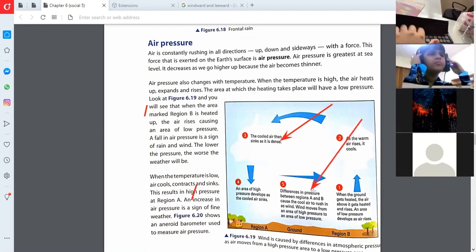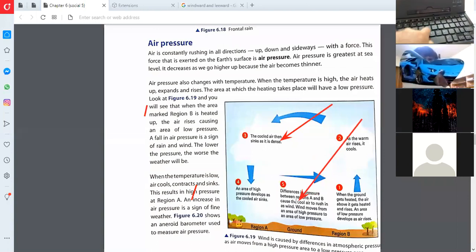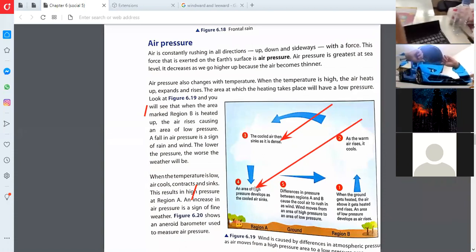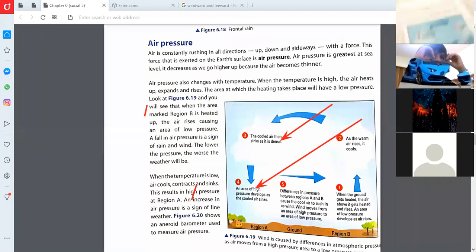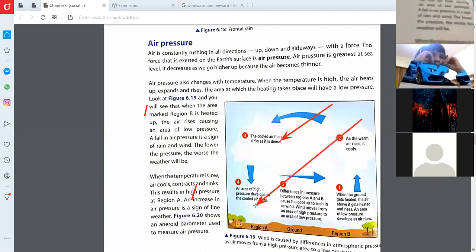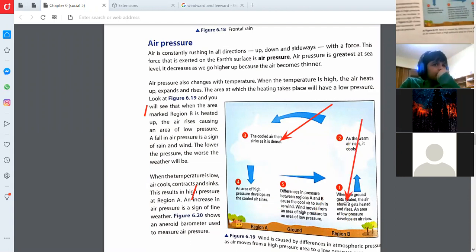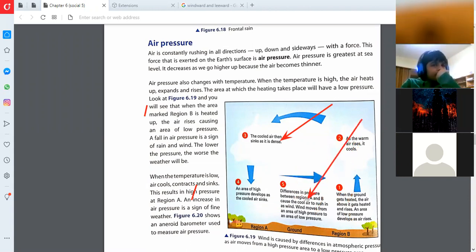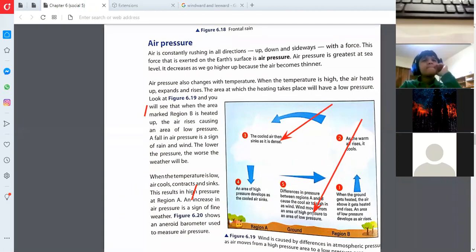The differences in pressure between region A and region B cause the cool air to rush in as a wind. Why is that area cooled down? Because we know cold air is heavier than warm air. So region A has become cooled down, and region B is the hotter one. Differences in pressure between region A and B cause the cool air to rush in as a wind. Wind moves from an area of high pressure to an area of low pressure.